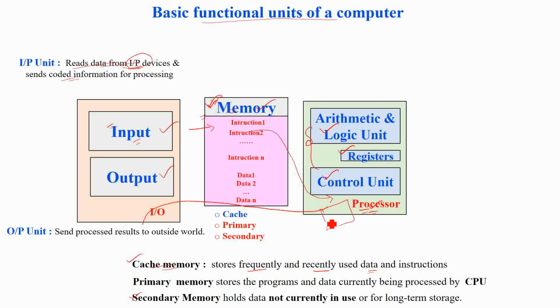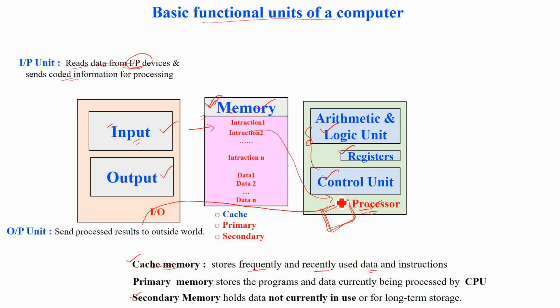That's why, in the latest computers, cache memory is integrated with the processor chip, but it is not an internal component of the processor. It is integrated with the processor chip, that is, its distance to the processor is less than main memory. Since it is integrated with the processor, its distance is less than main memory.